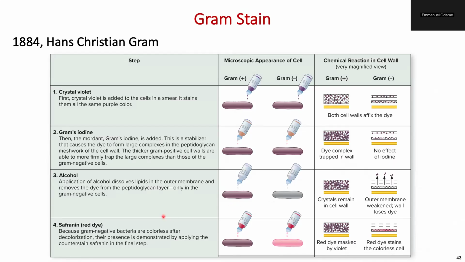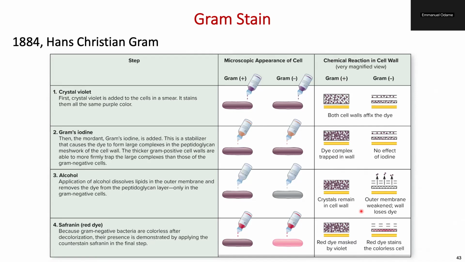Basically, the alcohol dissolves lipids in the outer membrane and removes the dye from the peptidoglycan layer, or the cell wall, only in the gram negative. So now when you add alcohol, the crystals remain in the cell wall of the gram positive because they have a thicker cell wall, so it's not easy to get all of it out. Compared to the gram negative, which have the thinner cell wall, the outer cell membrane is then weakened, and you're able to get most of the dye out.